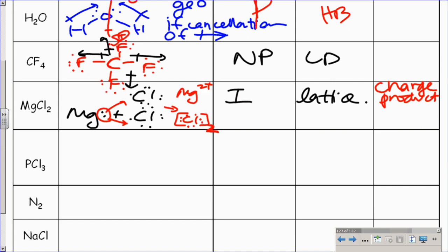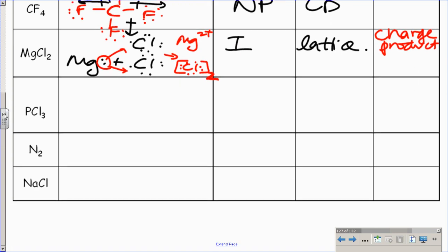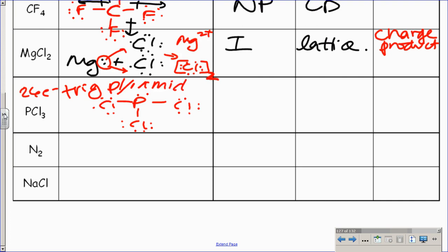All right, phosphorus trichloride. Phosphorus 5 plus 21, 26 electrons. So what shape is this one? Is that 26? Yeah. Okay. So trigonal, I'll write it here. Trigonal pyramidal, because that lone pair right there causes it to be definitely like a pyramid.